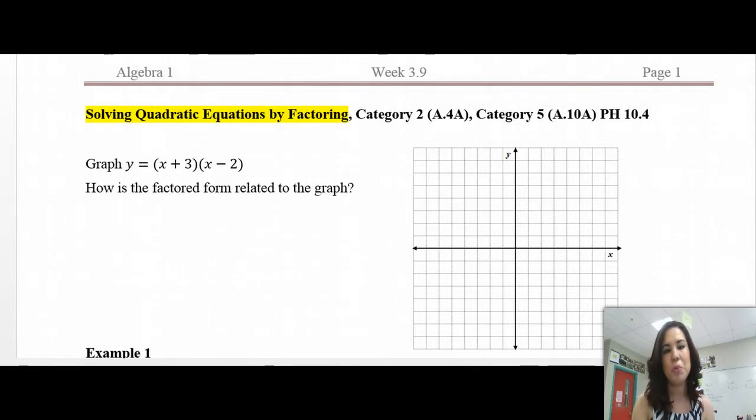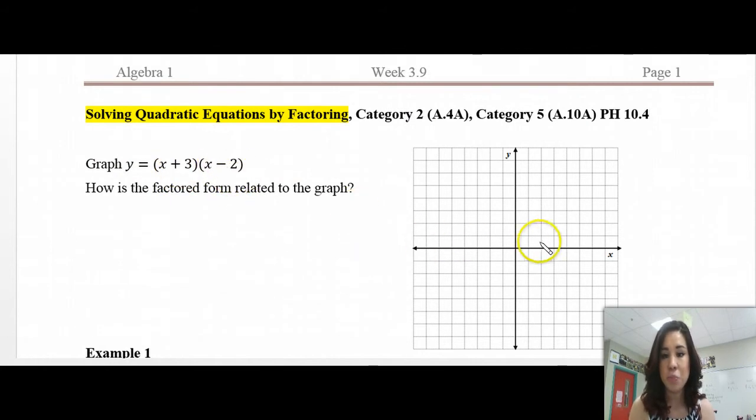Hi guys, in this video we're going to be looking at how we solve quadratics by factoring. We already learned how to factor, but what we need to know now is how to use that to solve quadratics. If you look right here, this is already a factored form of a quadratic. We have x plus 3 and x minus 2.